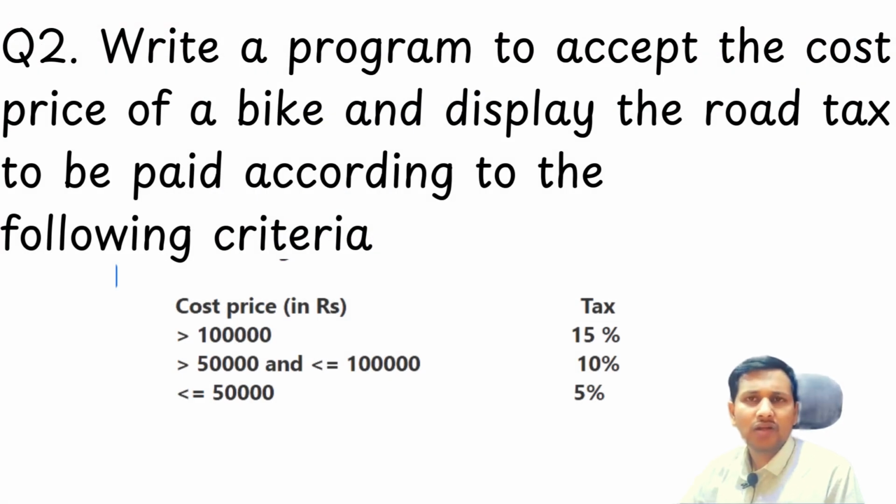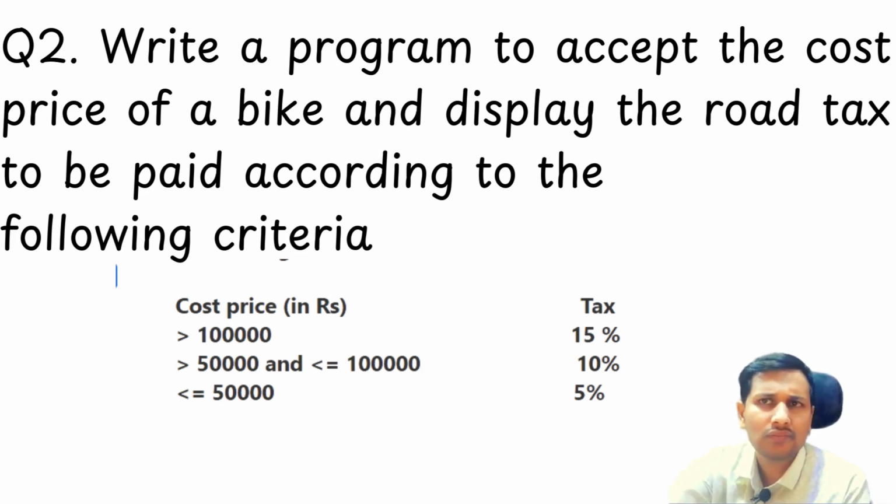Now let us read out problem 2. Write a program to accept the cost price of a bike and display the road tax to be paid according to the following criteria. So basically it will be a simple program. What are the ranges? Cost price greater than 1 lakh rupees, tax will be 15%. If it is greater than 50,000 and less than or equal to 1 lakh, it is 10%. If it is less than or equal to 50,000, it is 5%.